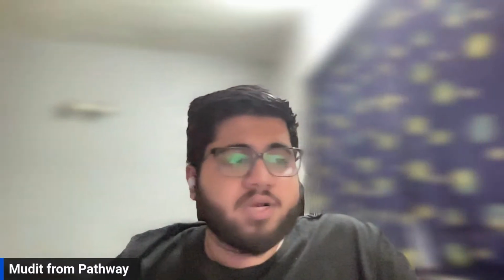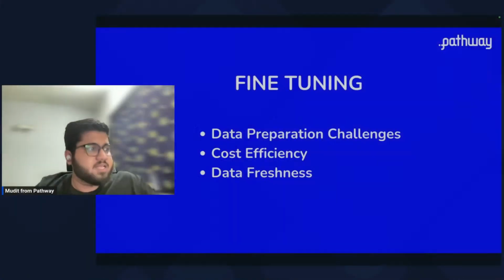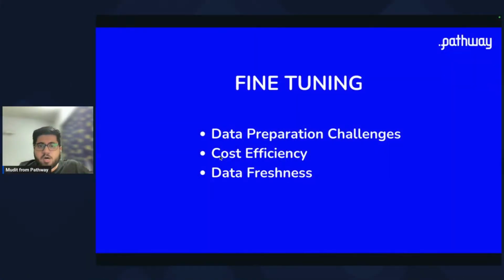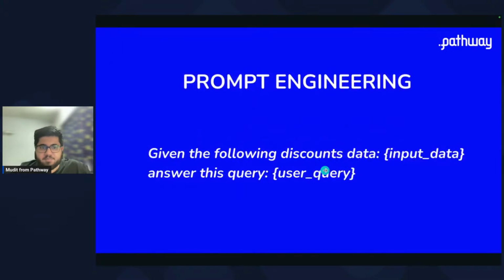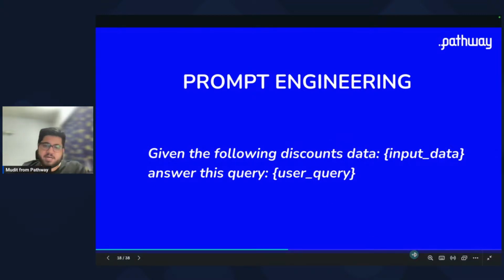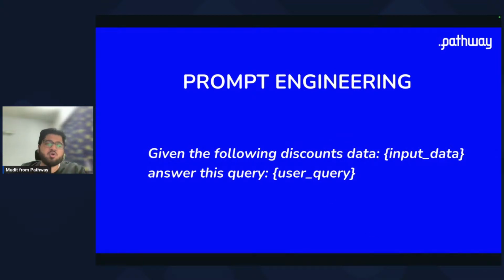So now, how do we make it happen? This is where we cover another alternative, which is prompt engineering, the one that we covered. What is prompt engineering? You basically try to copy paste the data, put it in the LLM and tell it to give that output. For example, given the following discounts data, answer this particular query. You'll simply copy paste that particular CSV and get the answer.